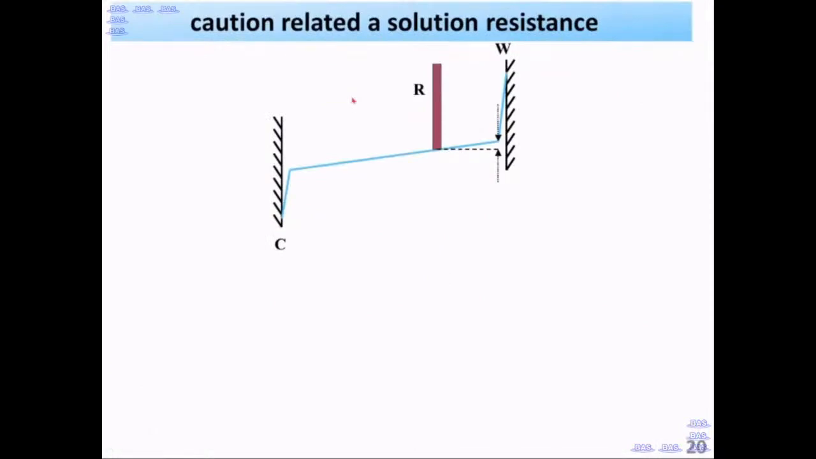Caution related to solution resistance. This concept is very important, though it is difficult for a primary-stage student to understand its importance. Here are the counter electrode, the working electrode, and R, the reference electrode. The potentiostat cannot exactly control the potential of the working electrode if current flows. The potentiostat controls the potential difference at the position of the reference electrode, and this potential difference cannot be recognized by the potentiostat.